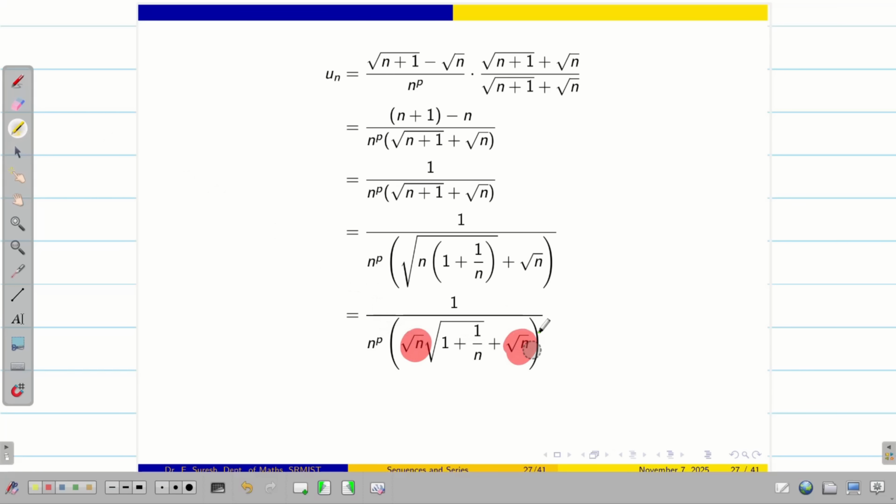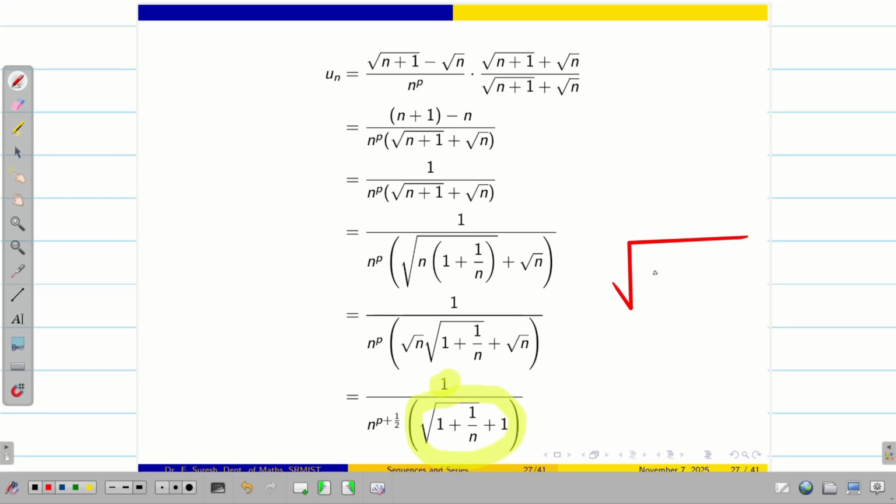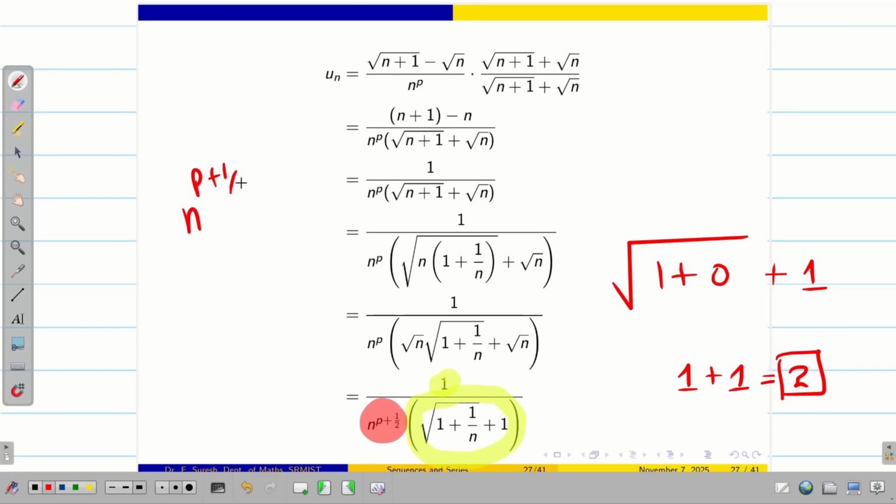Now let us write the numerator and denominator. By taking this root n common, we have n power p into root n. That is nothing but n power p into n power 1 by 2. So we can rewrite this as n power p plus 1 by 2. So numerator is 1. It is not going to affect the problem. And then when we go to the denominator, we have two terms. When we apply limit n tends to infinity, we get 1 plus 0 plus 1. So root 1 is 1. 1 plus 1 is going to be 2. So this will not affect the problem. The trouble giving term is n power p plus 1 by 2.